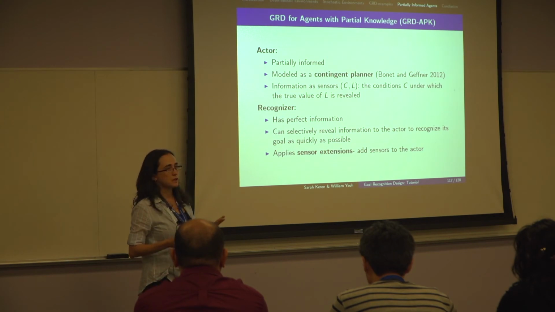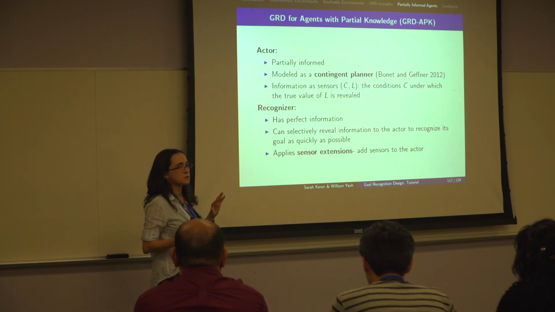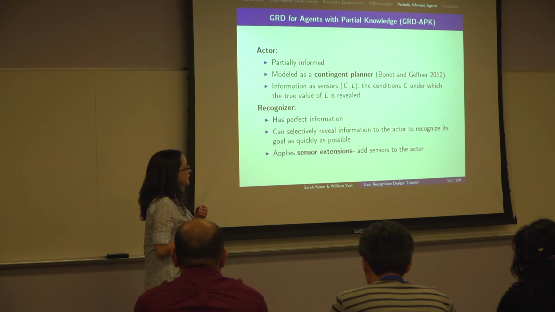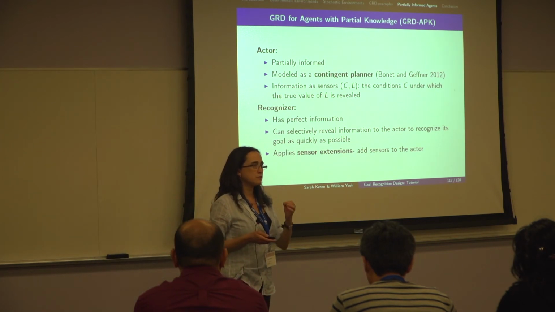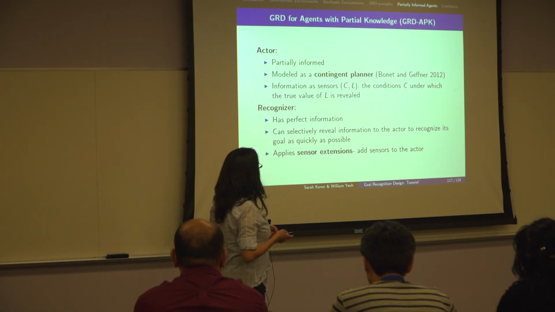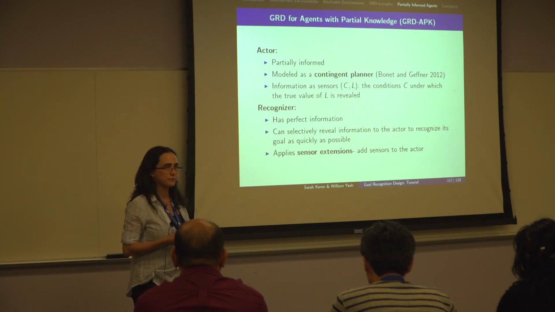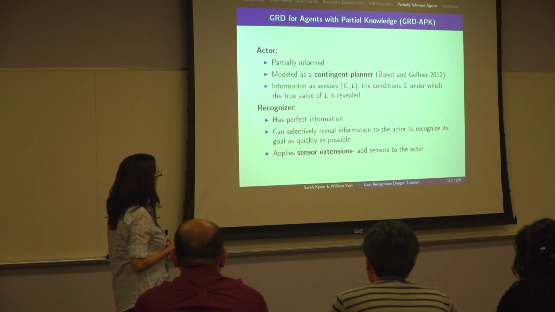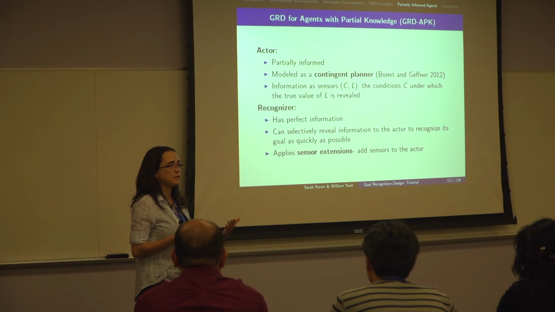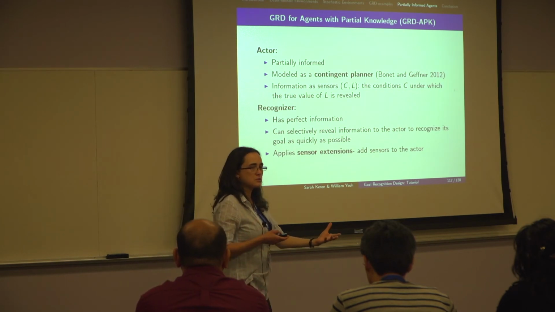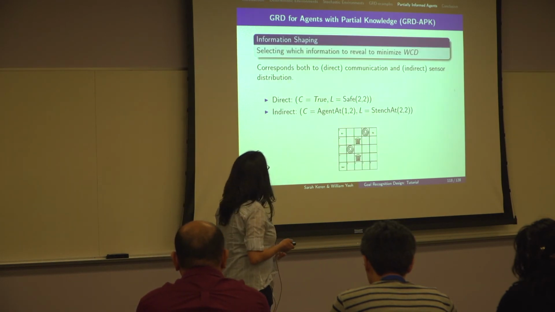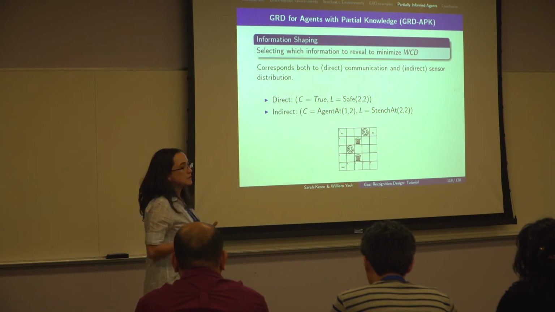What we are assuming for now about the recognizer is that the recognizer has perfect information and can selectively reveal which information to share with the actor. And I'll talk about that more because that's a subtle point. But we can basically implement this as adding sensors to the actor's model. So let's see what that means and how we do this.